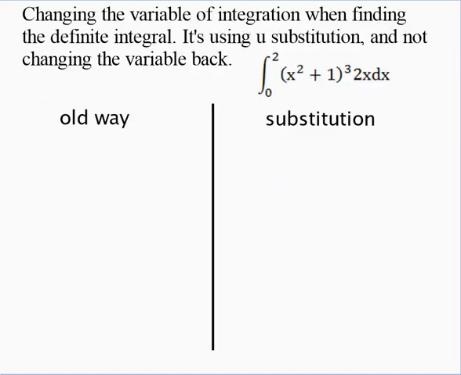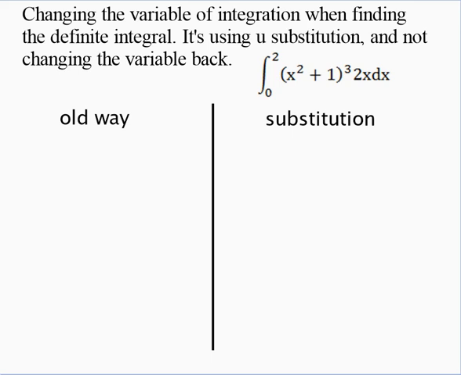What we have now is we actually have a definite integral. The last ones were indefinite integrals. So if we were to do this problem, up until now, what we would have done is we just would have done kind of a guess and check here for this. So we have the integral from 0 to 2 of x squared plus 1 cubed times 2x dx.